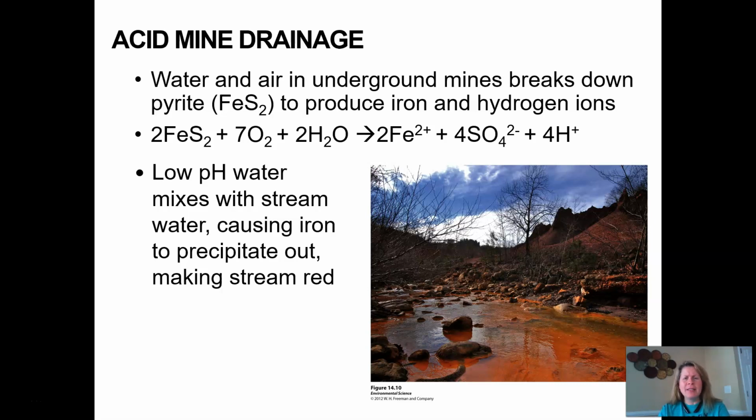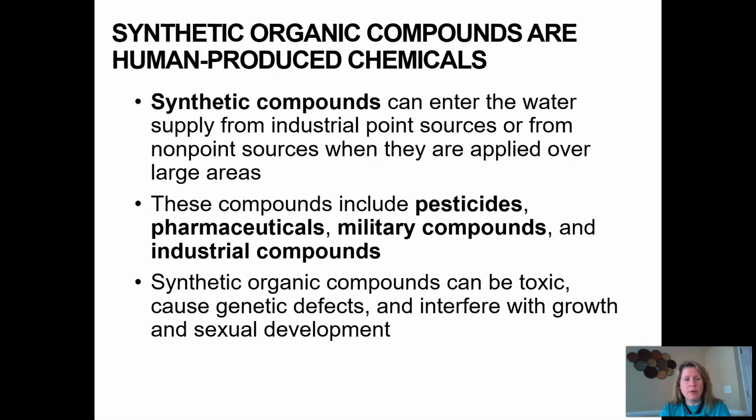Moving on to acid mine drainage, we talked about this whenever we did mining. So pyrite, which is iron sulfide, when it is exposed to water, say underground mines that fill up, they're flooded with water, and then also exposed to air, then we end up making basically sulfuric acid. Whenever you see a stream that's been affected by acid mine drainage, it tends to be red because of the iron that will precipitate out into that stream.